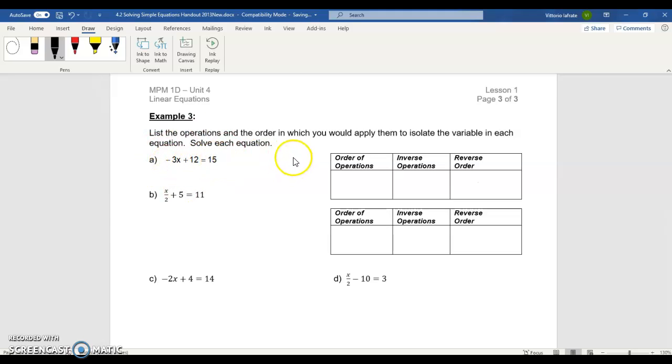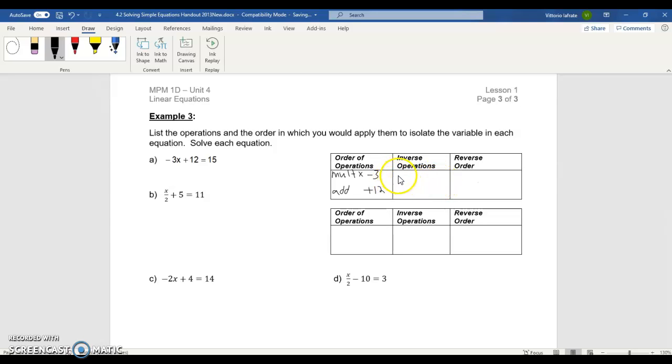to 15. There's two things happening to our variable. First of all, there's a multiplication happening to it. It's being multiplied by negative 3. Secondly, there's an addition happening to it. We're adding 12 to it. So we're multiplying and we're adding. So we have to think about what the opposites are. How do we unmultiply? How do we unadd?